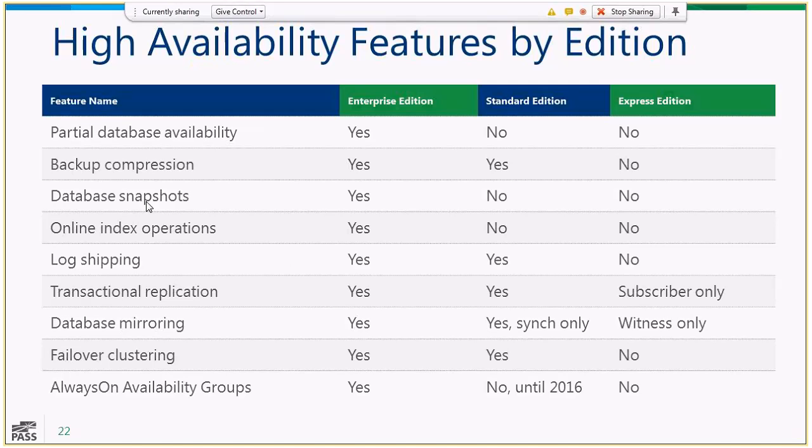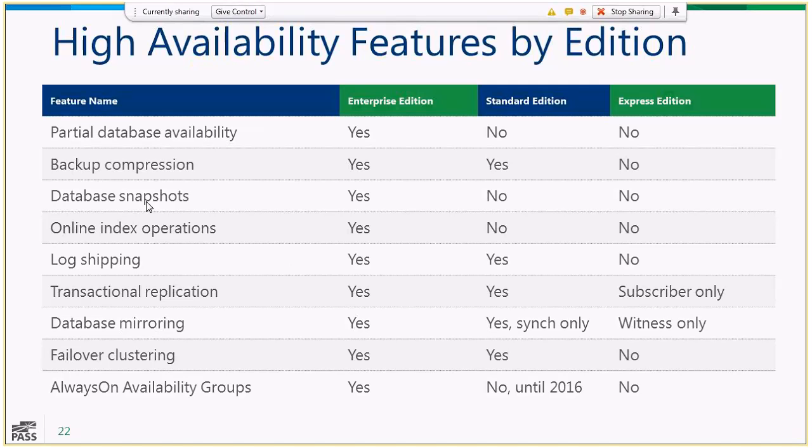And there's things that you get in Enterprise Edition that I haven't really talked about that much. So for example, you get partial database availability, which means that when the primary file group comes online, the database is online and you can be working on restoring the other file groups. You get backup compression in Enterprise and Standard Edition. Database snapshots are Enterprise Edition only. Online index operations are Enterprise Edition only, but most of the rest of these are available in everything.